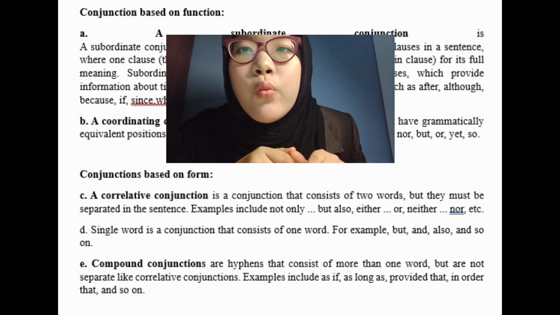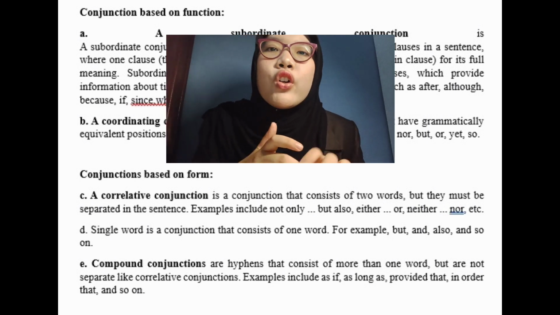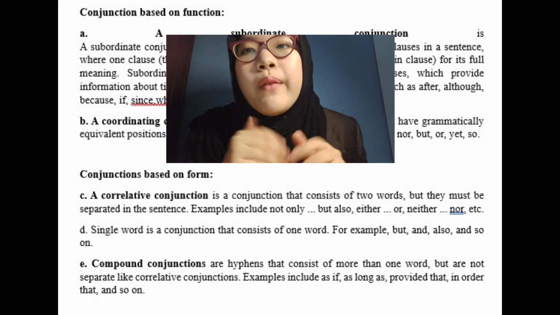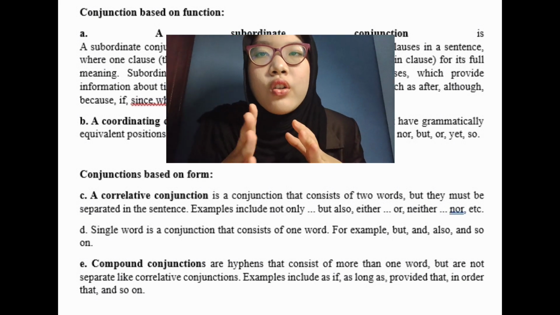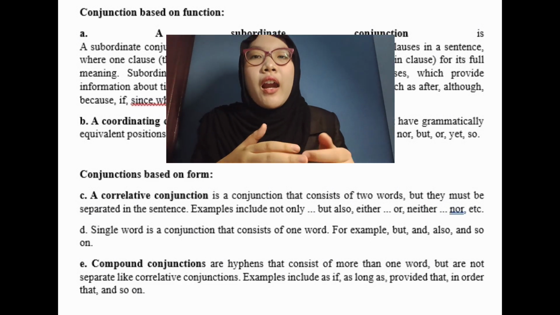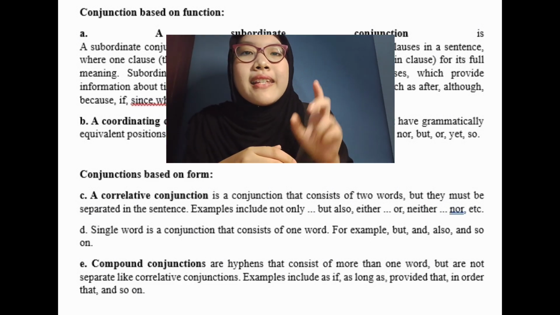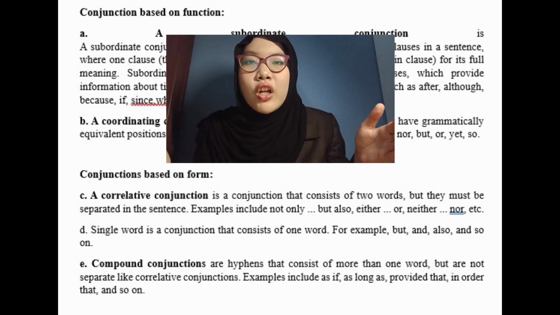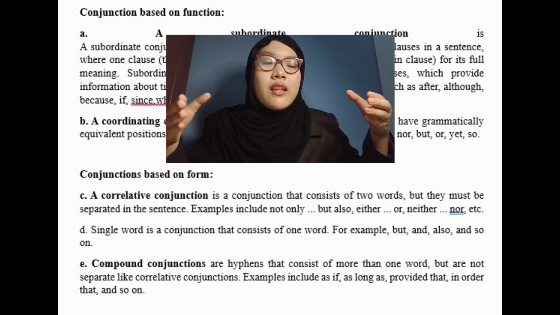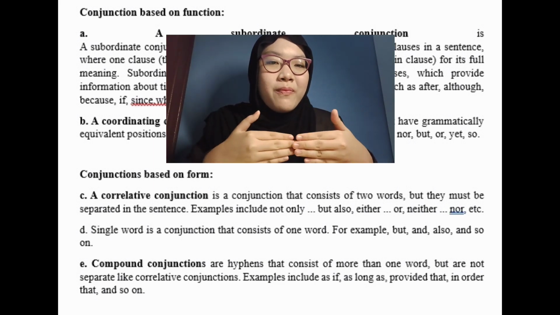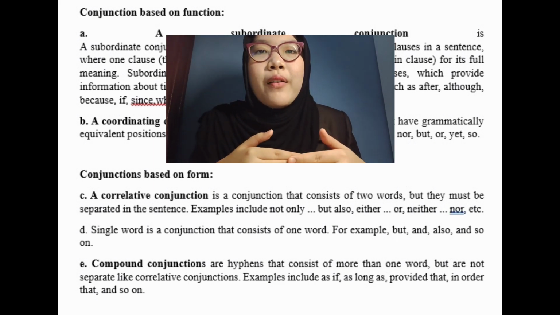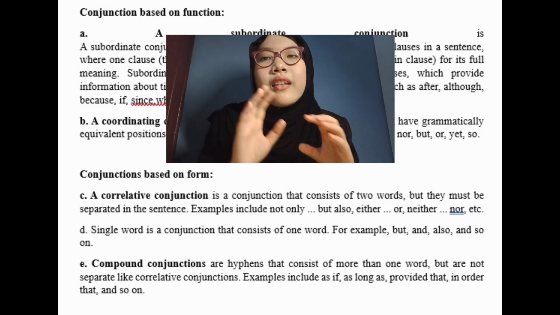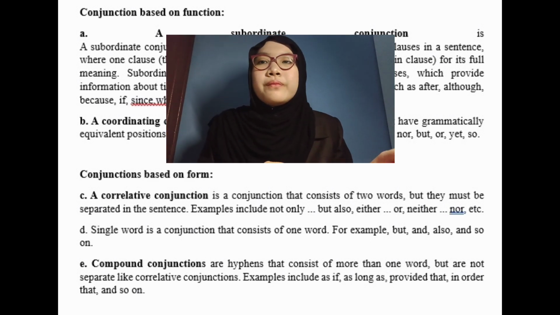And also the single word conjunction, which consists of one word, for example, but, and, also, and so on. And the next one is about the compound conjunction. These are conjunctions that consist of more than one word but are not separated, unlike correlative conjunctions. They match up in the same place. For example, as if, as long as, provided that, in order that, and so on.